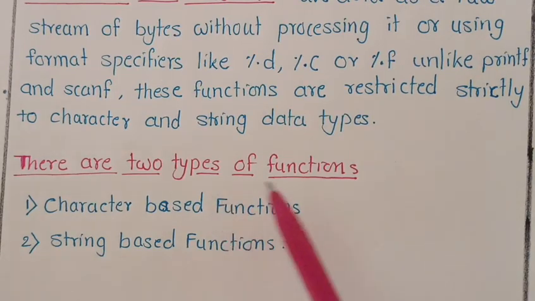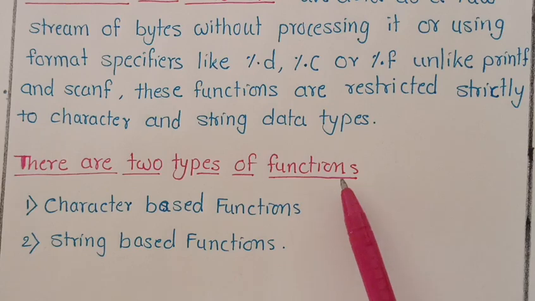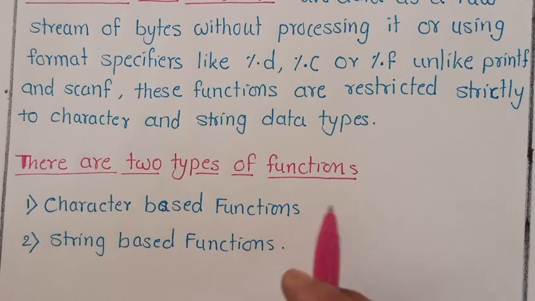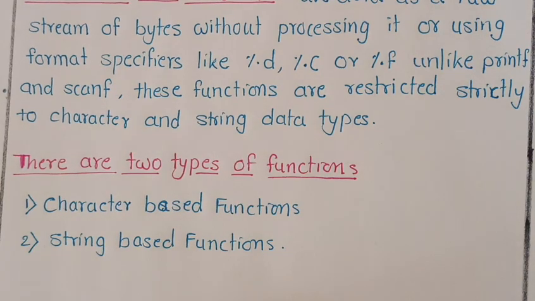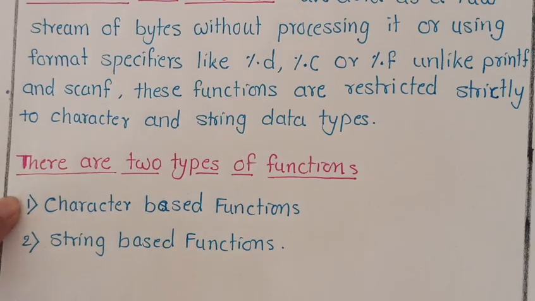There are two types of unformatted IO functions. The first is character based functions and the second is string based functions. Character based functions mean we can only read or print characters. String based functions mean we can access a whole line, or whatever is in a line, as a string.